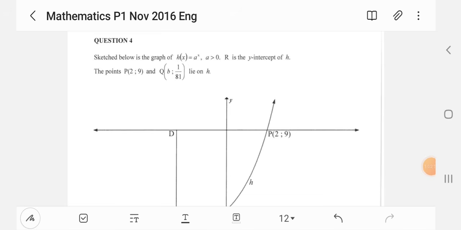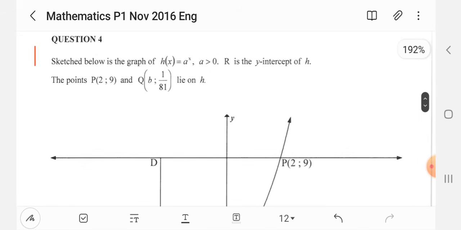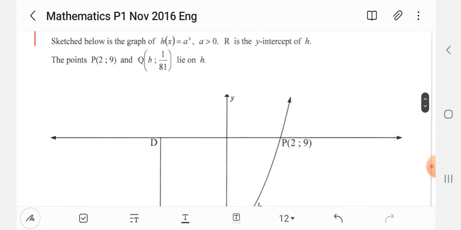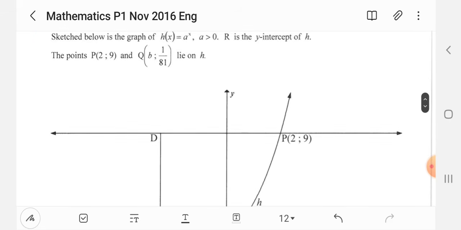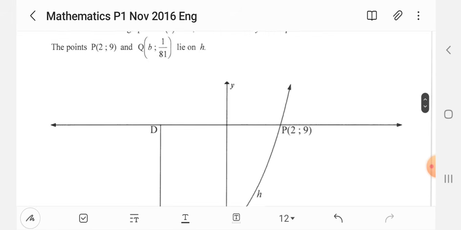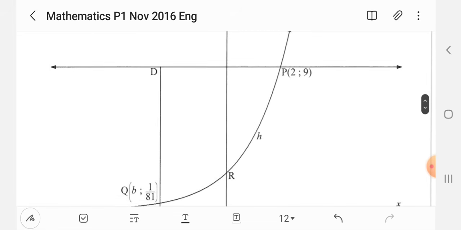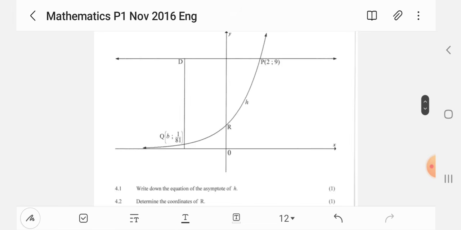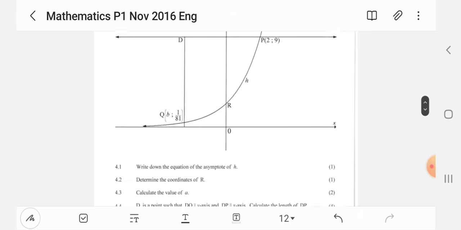We are now in question 4, and let's look at: sketched below is the graph of h(x) = a^x, a is greater than 0. R is the y-intercept of h. The point P (2; 9) and the point Q (B; 1/81) lie on h. So this is basically the graph. As you can see, it is an exponential graph.